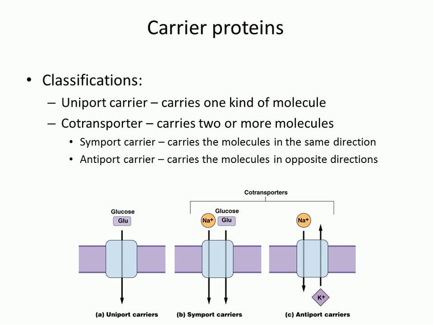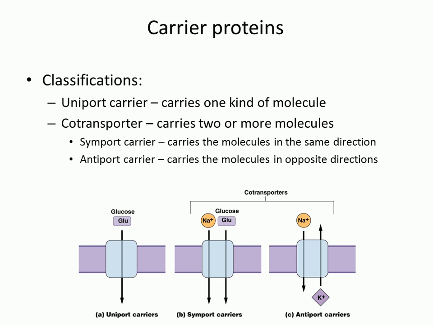Now, we classify carriers based upon how many molecules they actually carry. All right, they can be a uniport carrier, which means they carry one molecule, or they can be a co-transporter, where they carry two or more. And we're going to be talking about where they actually carry two, but there are plenty of co-transporters out there that carry 3 molecules, and even some cases where they carry 4.